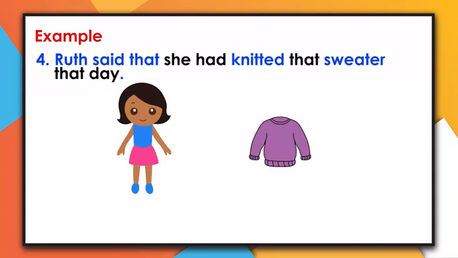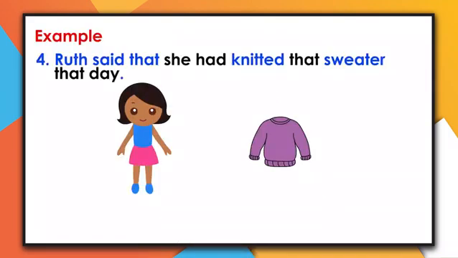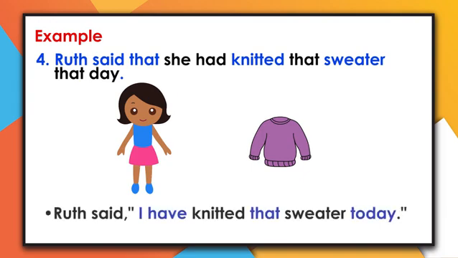The fourth example, my precious viewer, is already on your screen and says, Ruth said that she had knitted that sweater that day. That is our sentence we have in the indirect speech. And we have to change it to direct speech. First and foremost, we are going to change she to I, had to have, that to this, that day to today. Then we begin with the speech tag, and we say, Ruth said, a comma is there as you can see.